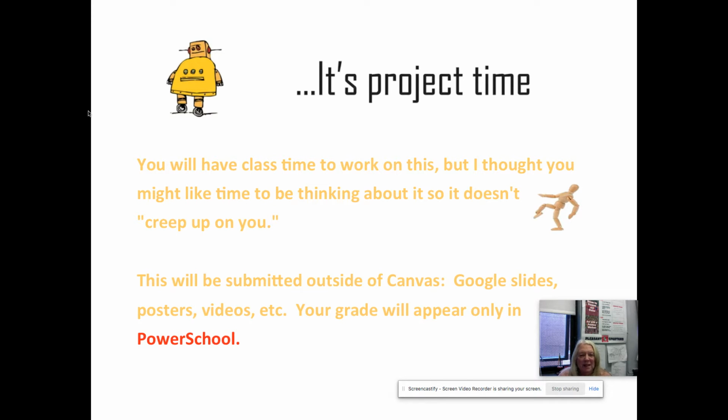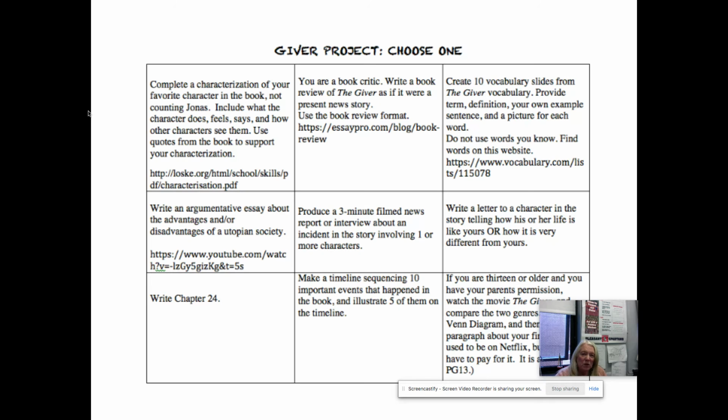This will be submitted outside of Canvas in Google Slides or posters or videos, etc. Your grade will appear only in PowerSchool. The only reason it says 100 in Canvas is so you know how many points it is worth. So you get to choose which one of these projects you want to do.